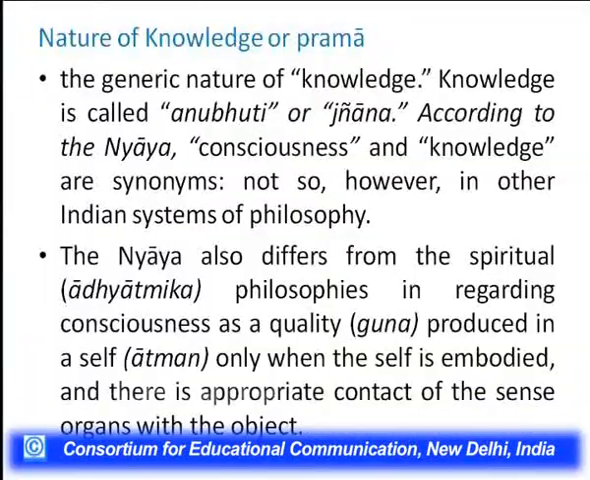So the Nyaya also differs from spiritual or Adhyatmic philosophies in regarding consciousness as a quality, as a guna, produced in the self, or the Atman, only when the self is embodied and there is appropriate contact of the sense organs with the object. So the Nyaya school thinks of consciousness as an additional property, as an adventitious property, as an accidental quality of the self. So self may be with or without knowledge. There is nothing in the self which makes it conscious all the time.